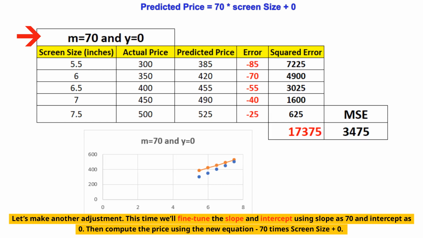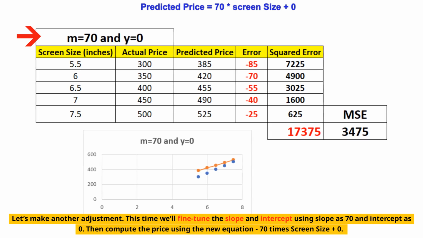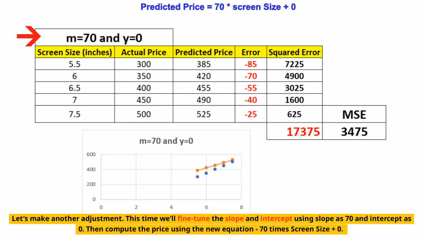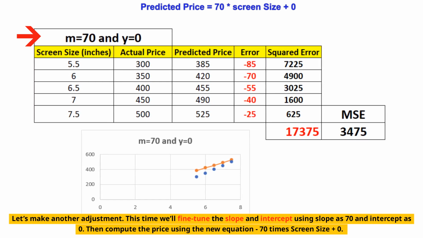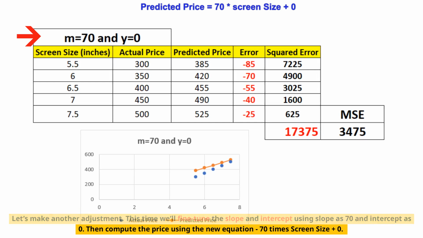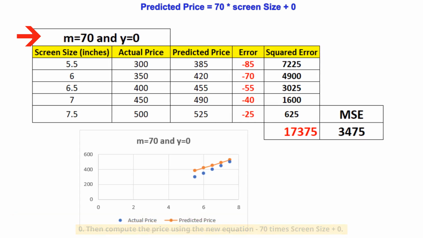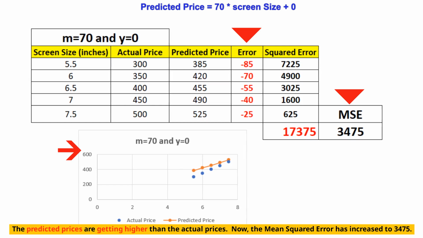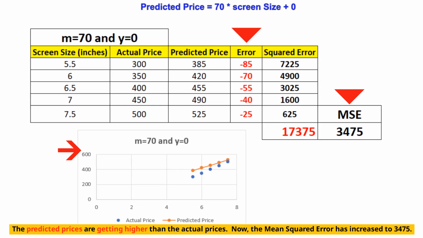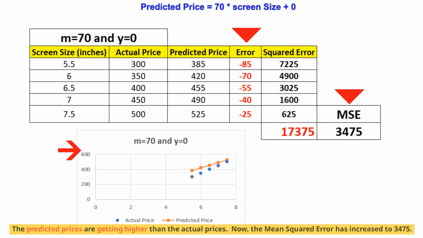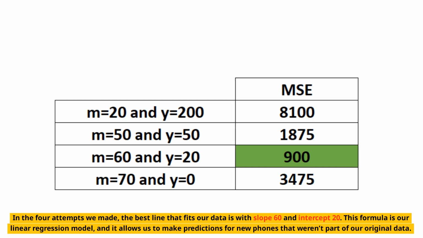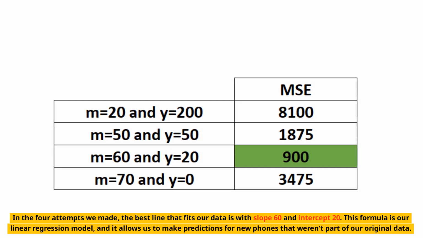Let's make another adjustment. This time we'll fine-tune the slope and intercept using slope as 70 and intercept as 0. Then compute the price using the new equation, 70 times screen size plus 0. The predicted prices are getting higher than the actual prices. Now, the mean squared error has increased to 3475. In the 4 attempts we made, the best line that fits our data is with slope 60 and intercept 20.